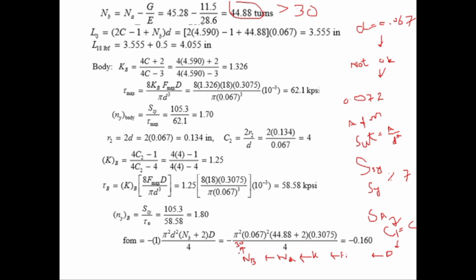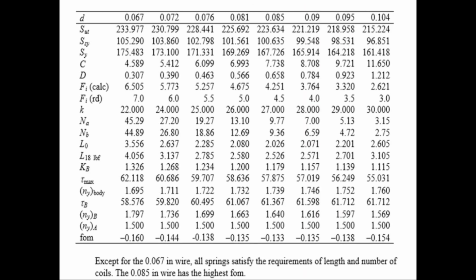If it is greater than 30, then leave that wire diameter and go for another one and go through the same process. And if Nb is less than 30, then find the factor of safety at the body and also at point B. Now let's see the spreadsheet solution.